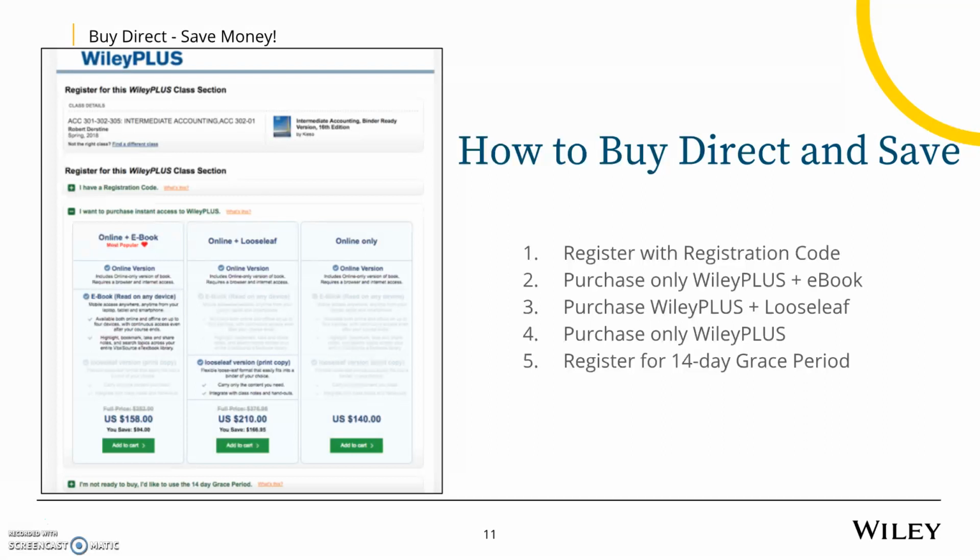You could purchase only WileyPLUS and an ebook. This will give you WileyPLUS plus 4 different options for downloading it onto other devices. You could also purchase WileyPLUS in loose leaf. This will give you WileyPLUS access and a physical copy of your book. You could also just purchase only WileyPLUS. This will give you just access on one device.